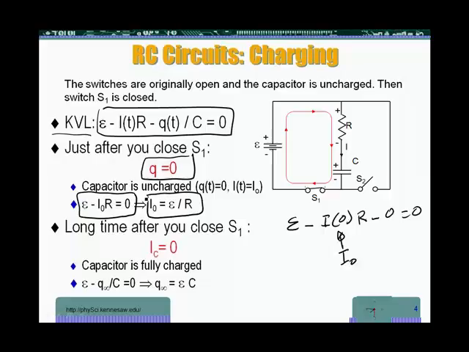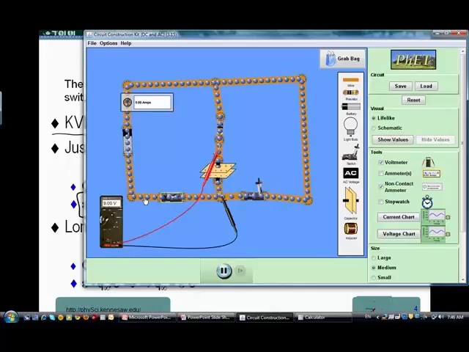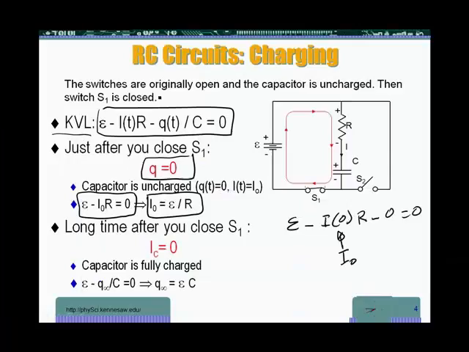A long time after we close S1, we are at a long time, the current is 0. We don't have any current anymore. So I, in this equation, at a very long time, let's call it I at infinity, is equal to 0.